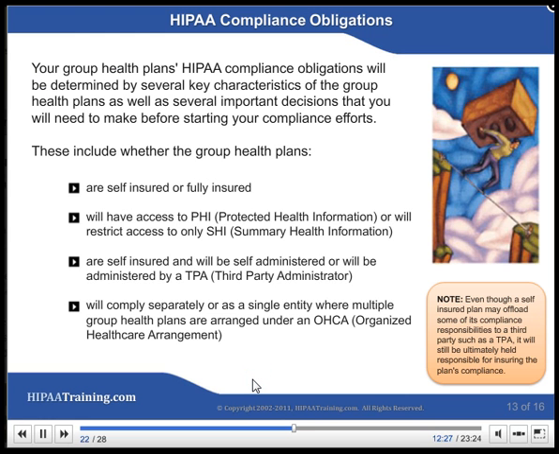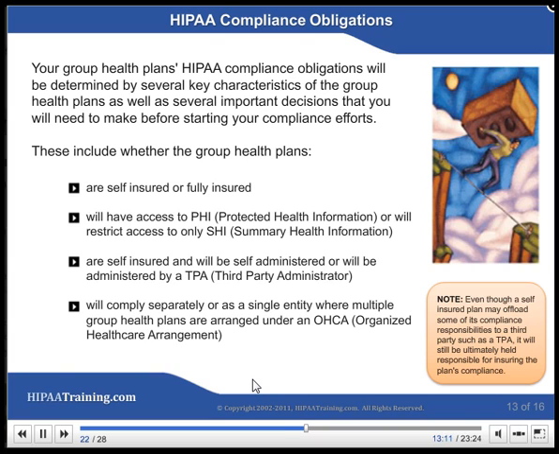HIPAA compliance obligations. Your group health plan's HIPAA compliance obligations will be determined by several key characteristics of the group health plans as well as several important decisions that you will need to make before starting your compliance efforts. These include whether the group health plans are self-insured or fully insured, will have access to PHI, protected health information, or will restrict access to only SHI, summary health information, are self-insured and will be self-administered or will be administered by a TPA, will comply separately or as a single entity where multiple group health plans are arranged under an organized healthcare arrangement.